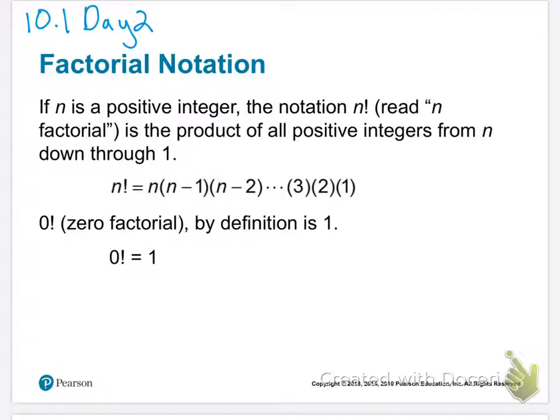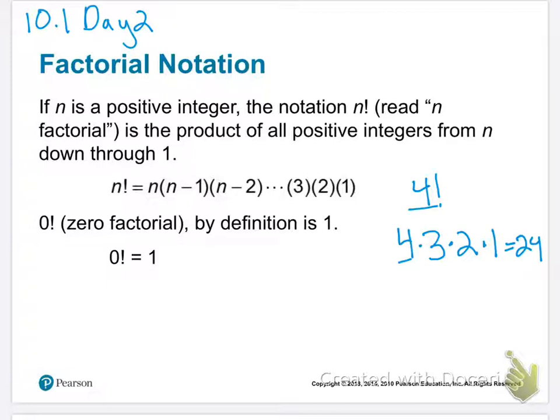So we can see this in 4 factorial. It's going to be 4 times 3 times 2 times 1, and that would be 4 factorial. So we have 12, 24, but it starts with your number, and it goes down by 1 each time.